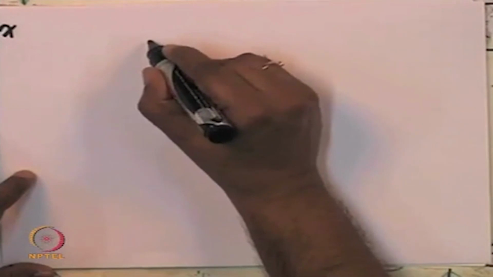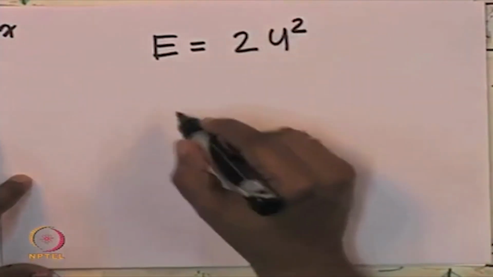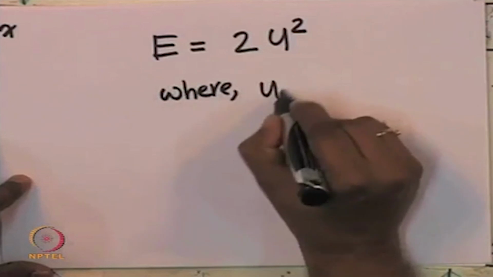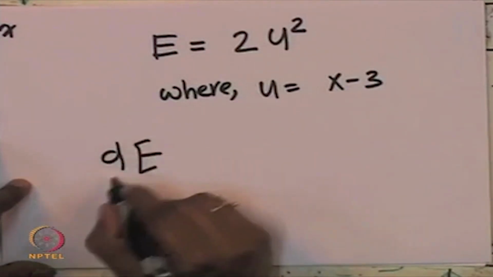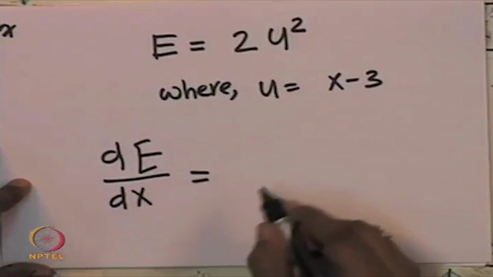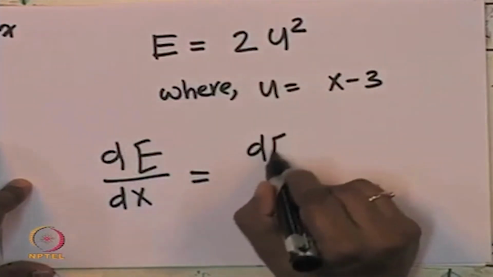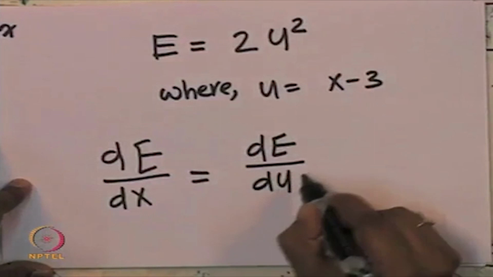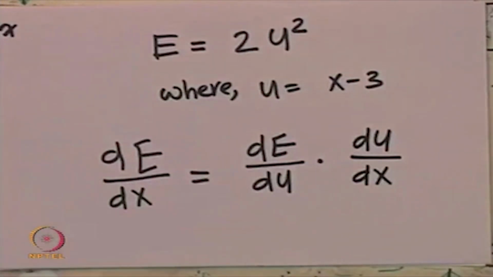What we have here is that y, which is our energy, is 2u squared, where u equals x minus 3. If we want to find dE by dx, the rule we learned is that E is a function actually of u first and u is a function of x. So, first you find the derivative of E with respect to u and multiply with the derivative of u with respect to x. This is the formula we learned, called the chain rule. If we apply this formula, let us see what we get.